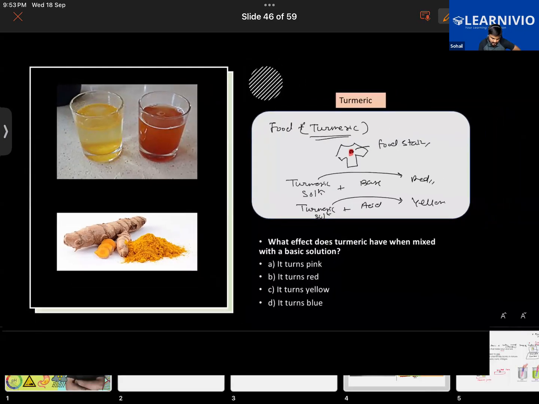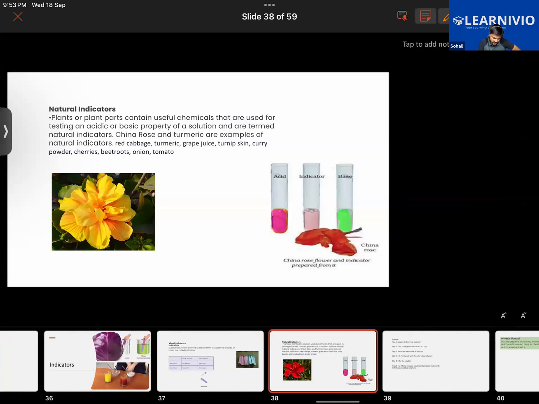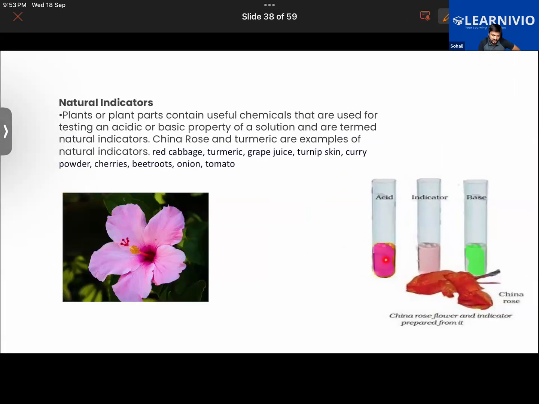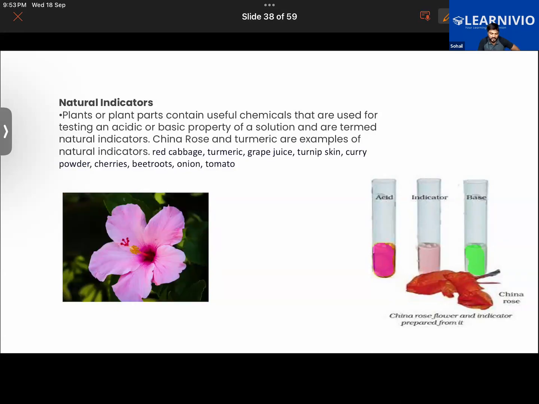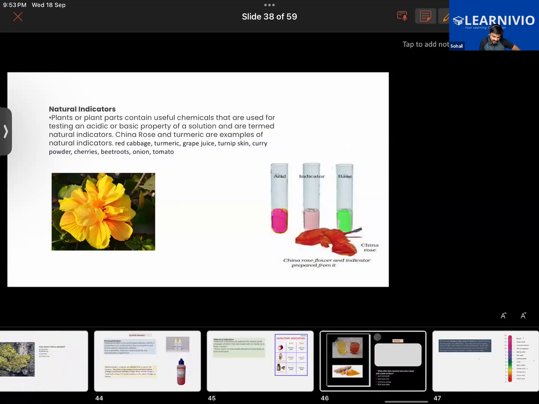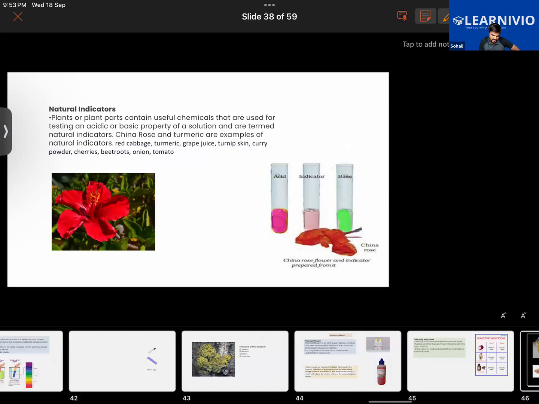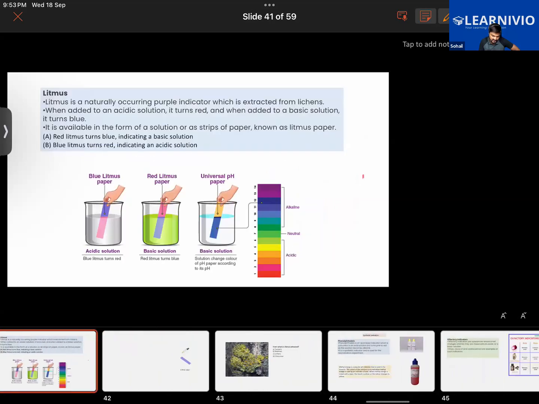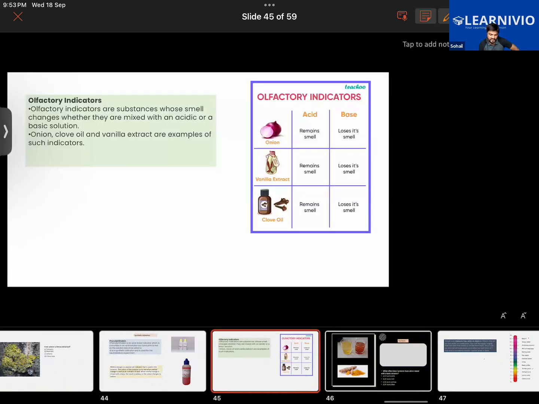Just let me go back to this slide once again. Here, see, in acid the color changes to dark pink or magenta color, while in base it turns greenish. So in the list we had mainly a few types of natural indicators. We did learn about the litmus, and then the turmeric powder. Apart from that, we have the olfactory indicators. In fact, these are also natural indicators.